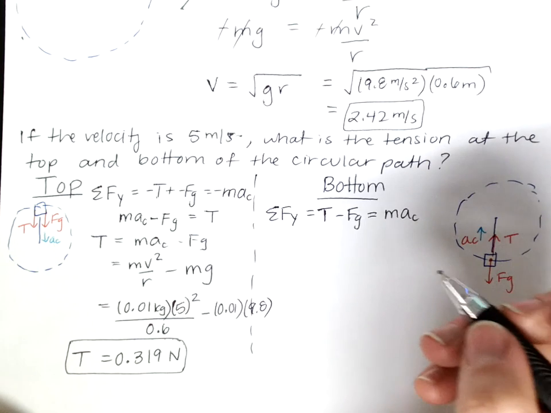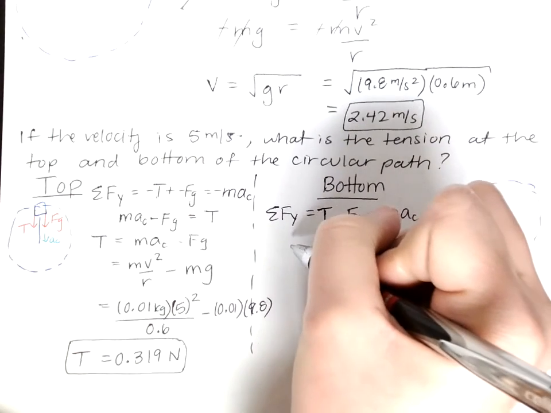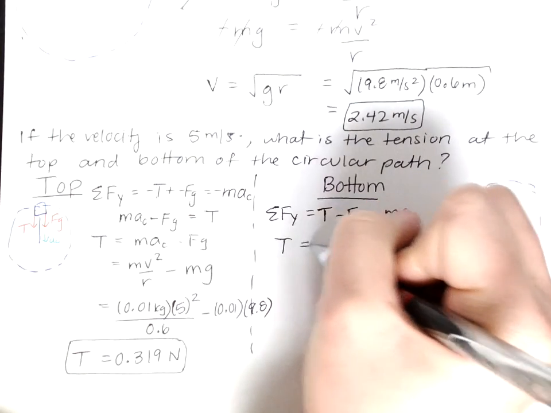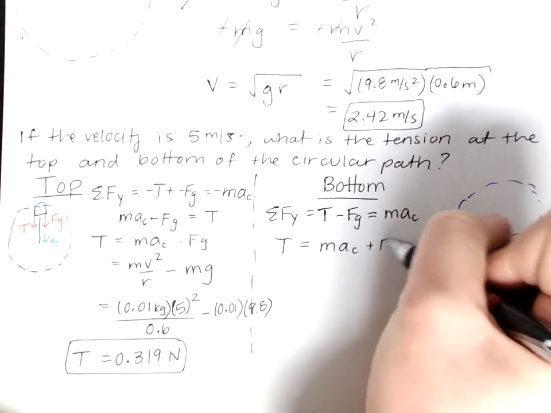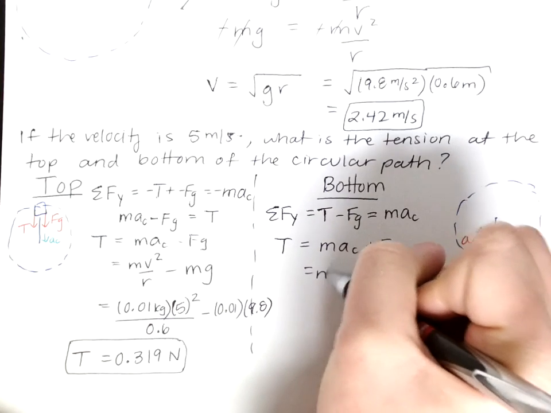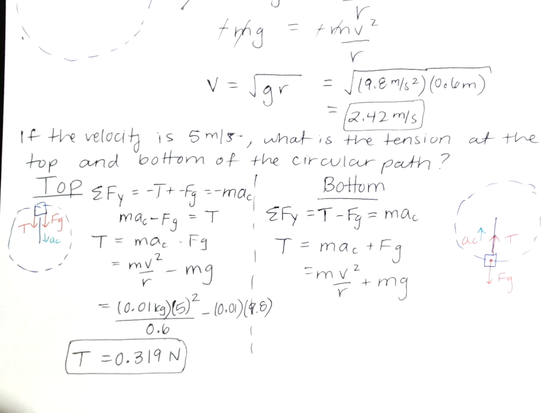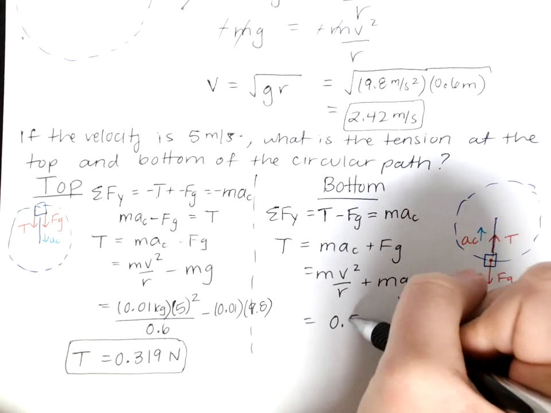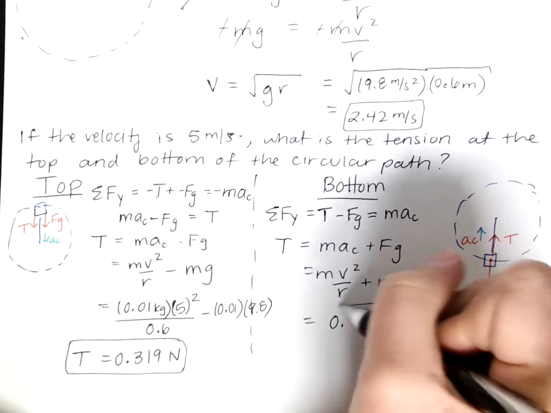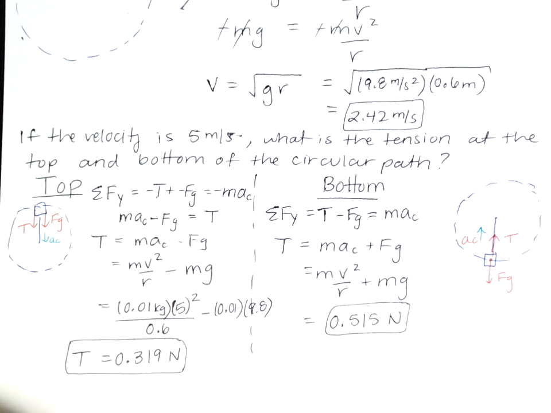Okay? So we get tension is equal to MAC plus Fg, which equals mv squared over r plus mg. When you plug all your values in, and I'm going to let you do that on your own, you should get a tension of 0.515 newtons. Make sure you actually plug in your values and check that that's the answer.